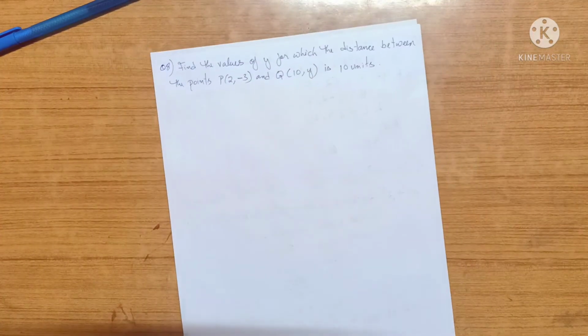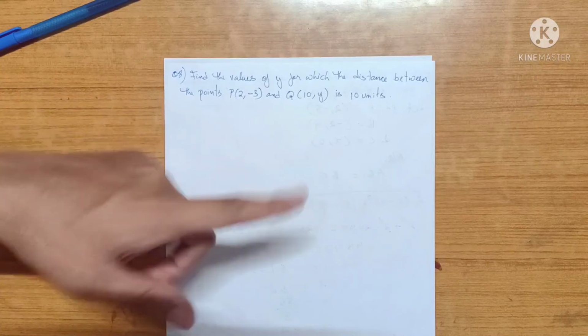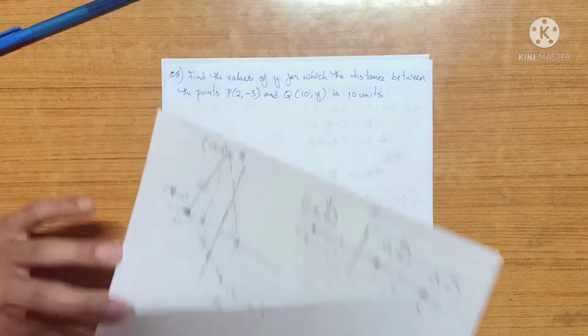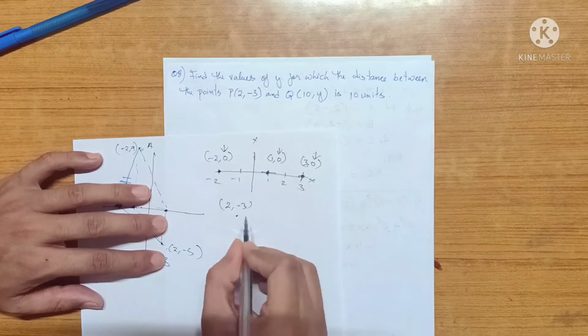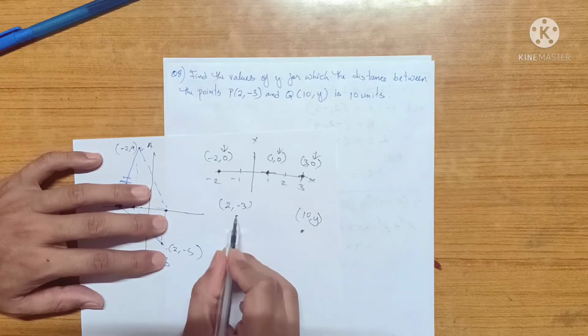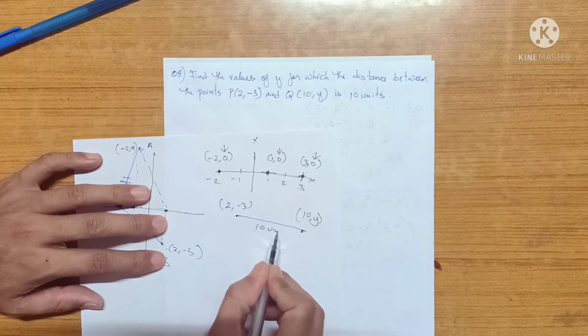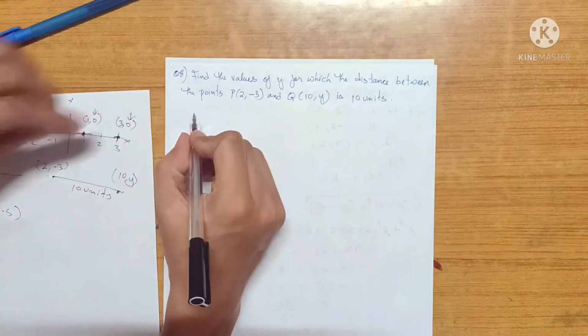Here's question number 8. Find the values of y for which the distance between the point this and this is 10 units. So they're saying there are 2 points. One is 2, minus 3 on the Cartesian plane, and the other is 10, y. The distance between them is 10 units. So to find the distance between them, we use the distance formula, right?